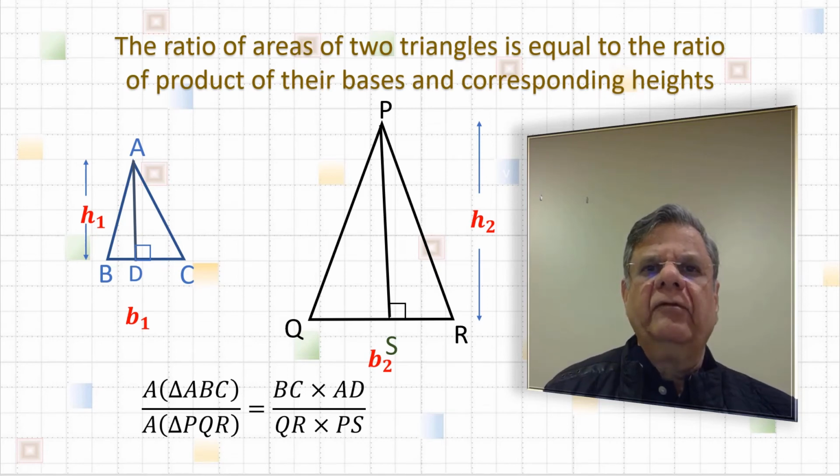Let us recap what we have done till now. The ratio of areas of two triangles is equal to the ratio of products of their bases and corresponding heights.